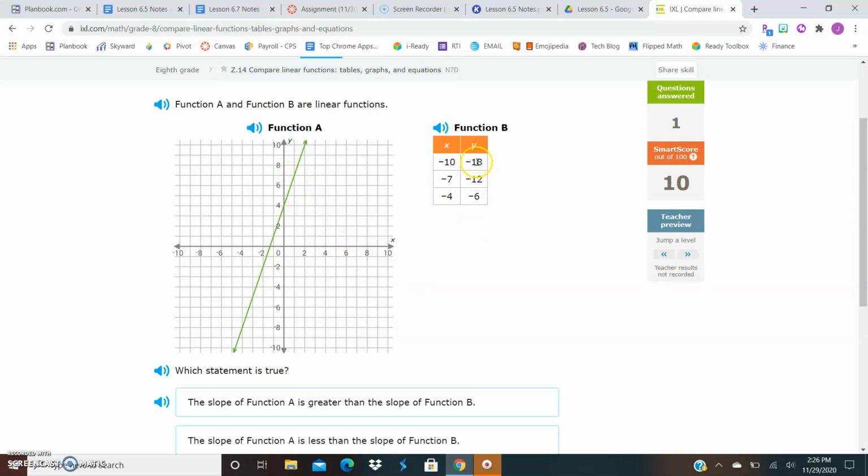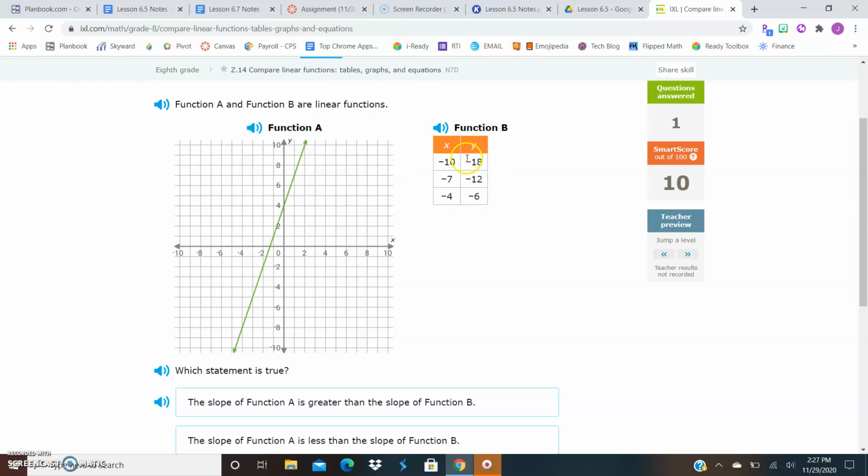Then I have to come over here. I'm going to pick these bottom 2 points to work with because they're smaller numbers. I don't want to work with the 18. So remember, start with a y and subtract the y before it. So negative 6 minus a negative 12 would actually be negative 6 plus 12, which would give you 6. And then we would have negative 4 minus a negative 7, which would turn into negative 4 plus 7, which would be 3. So you have 6 over 3, which would equal 2 if you simplified it.